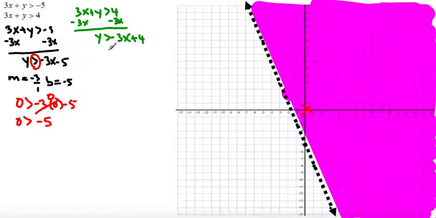Right, and then I do the same thing with the other inequality, so my slope is negative 3 over 1, and my y-intercept is 4. So I start at positive 4 on the y-axis, and go down 3, to the right 1. To extend the line, I go up 3, to the left 1.